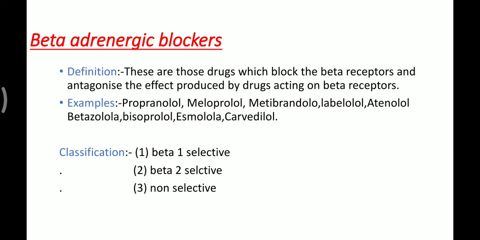Beta-adrenergic blockers. These are the drugs which block the beta receptors and antagonize the effect produced by beta neurotransmitters. Examples are propranolol, carvedilol, esmolol. These beta-adrenergic blockers are classified into three types: beta 1 selective, beta 2 selective, and non-selective. Let's see what their characteristics are.